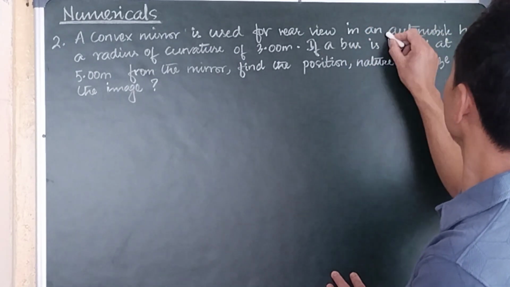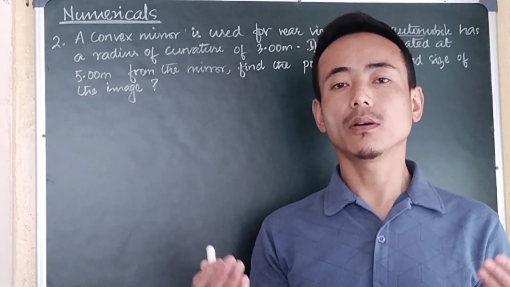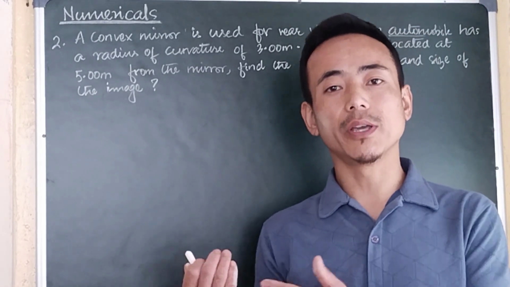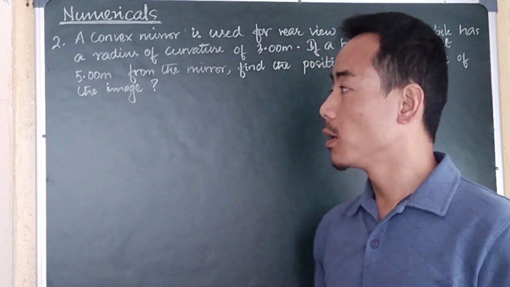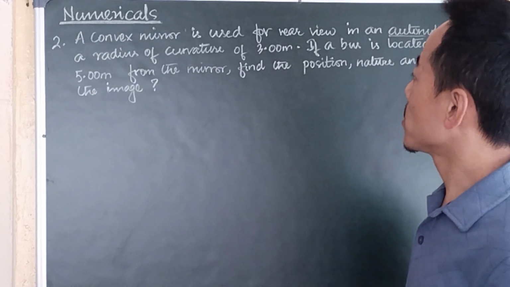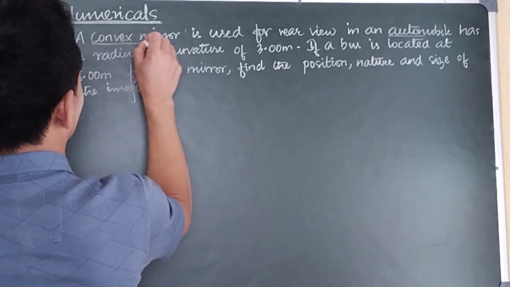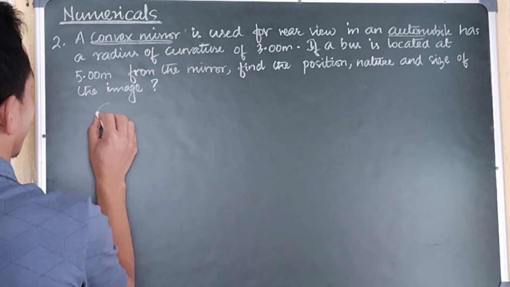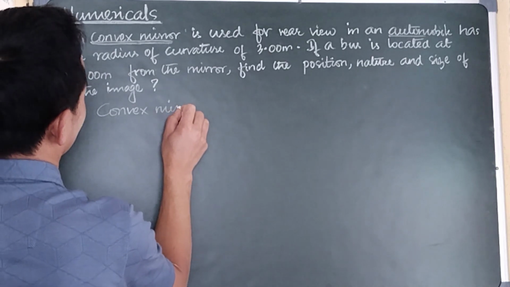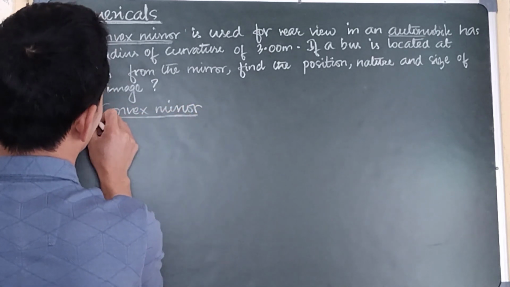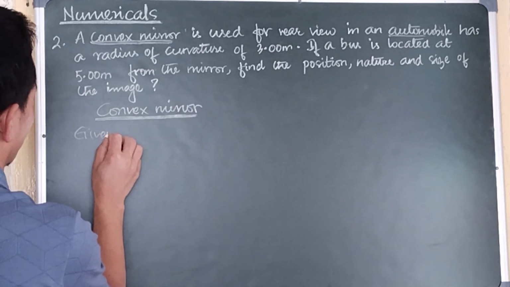So I hope you have seen the drivers using the mirror in the vehicle to see the vehicles or any object behind their car or vehicles. So this is called the rear view mirror. So an automobile uses a rear view mirror, and the mirror they have used is a convex mirror. So here first you will write the name of the mirror that we are using here. So we have a convex mirror. So let's obtain the given terms first from this question. So let's see what are the given terms.